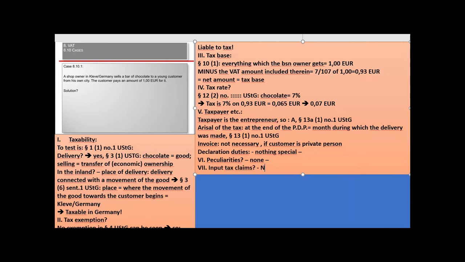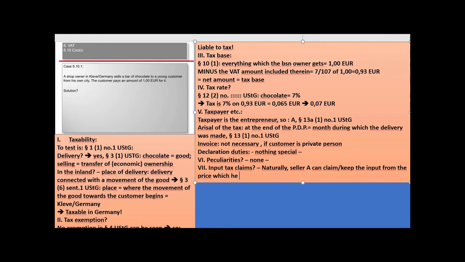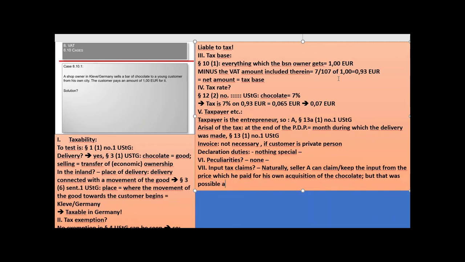claims. Naturally, seller A can keep the input tax from the price which he paid for his own acquisition of the chocolate, but that was possible already some time ago when the chocolate was bought. Okay, simple, solved.